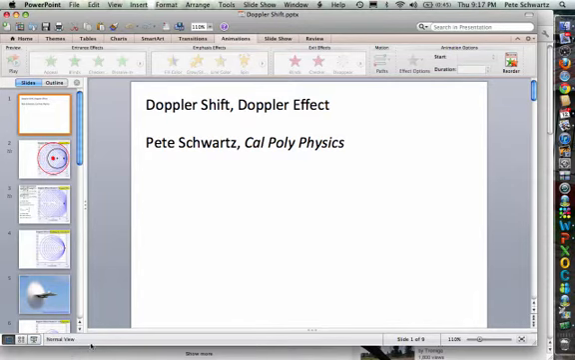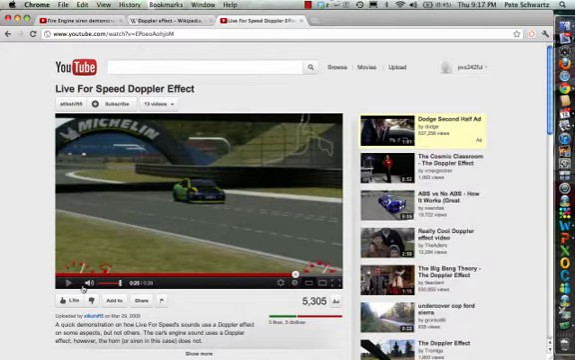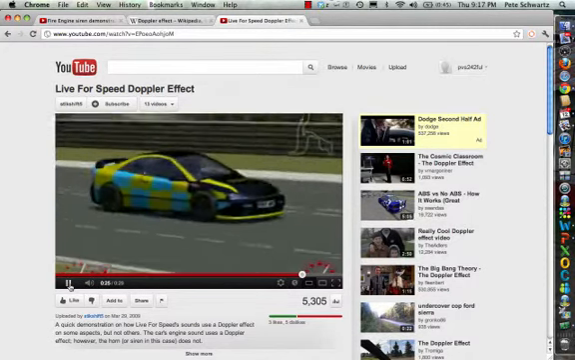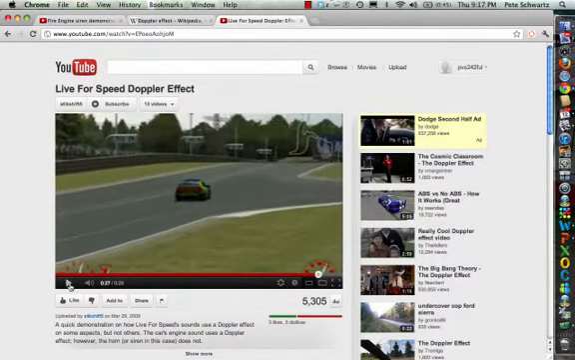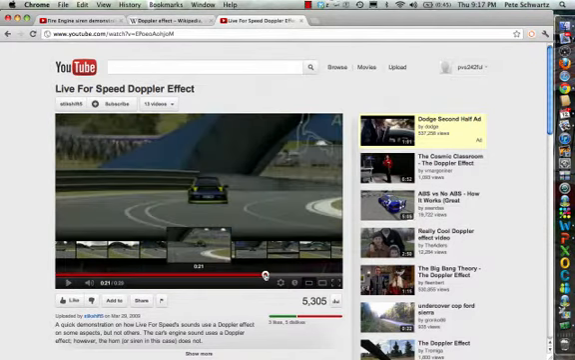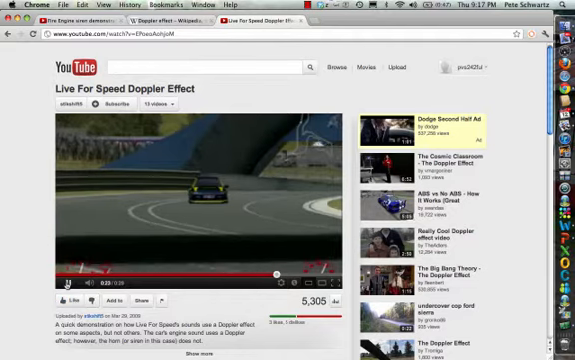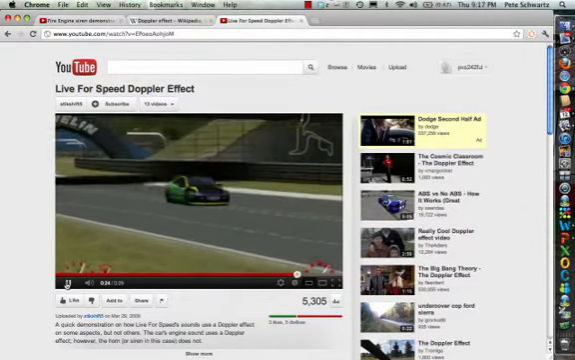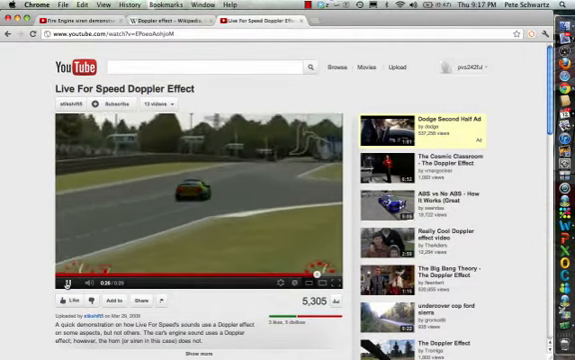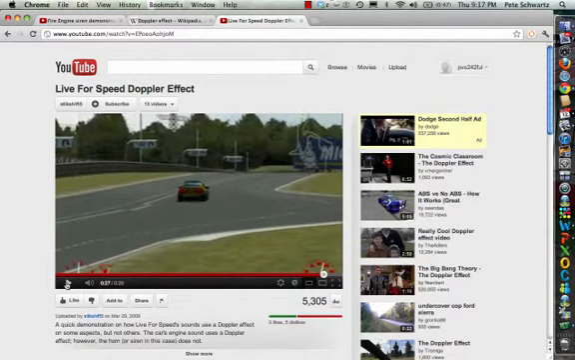This is the race car sound, where you have a change in pitch. Here we go. You could hear that drop in frequency as it went by you, because in the beginning it's coming toward you, and afterwards it's going away from you.